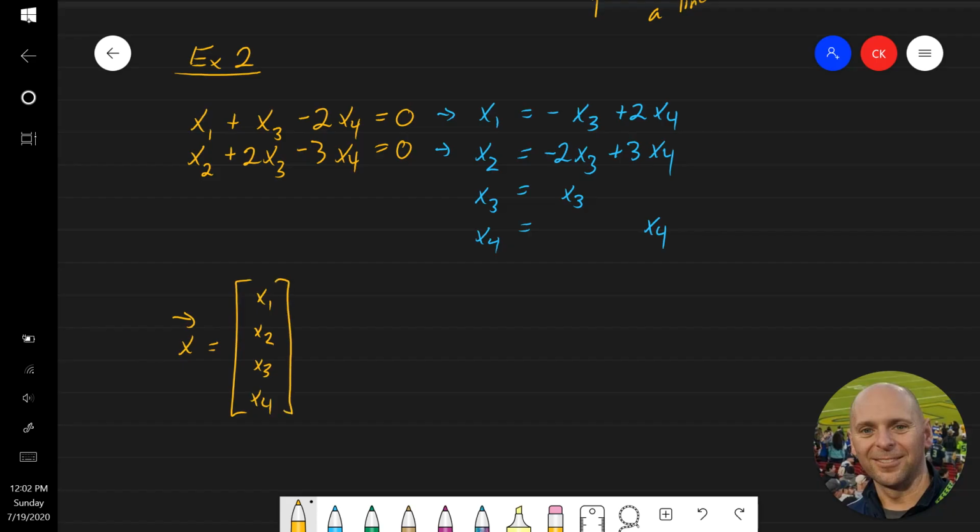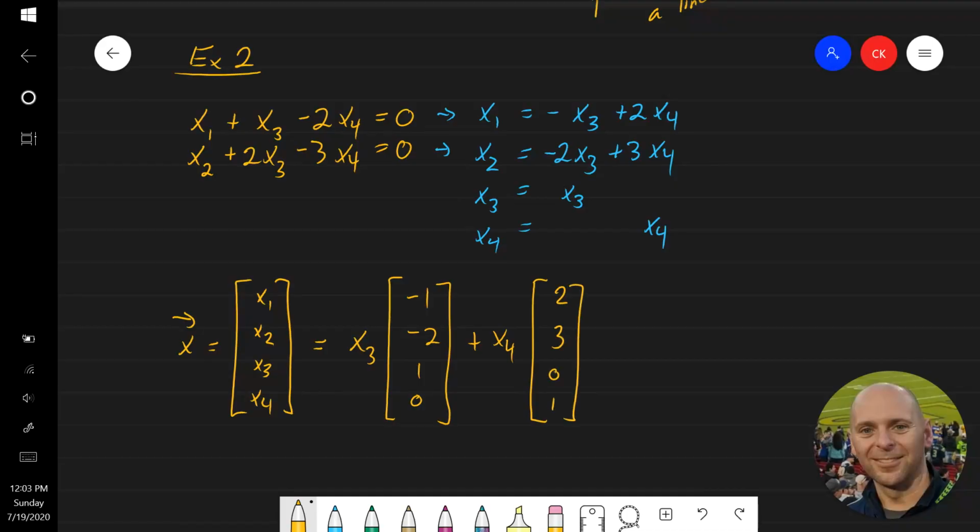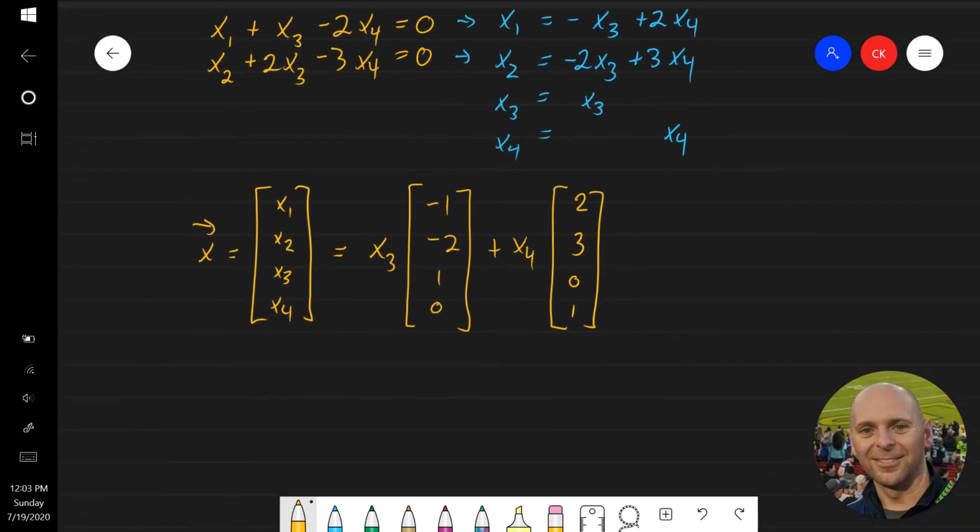We would then write this out in vector form. This would look like x3 times minus 1, minus 2, 1, 0, plus x4 times 2, 3, 0, 1. We see we have two linearly independent vectors that span this particular subspace, so the dimension here is equal to 2. Although we're in R4, we've got a couple of vectors here, so this would form, from a geometric standpoint, some kind of plane.